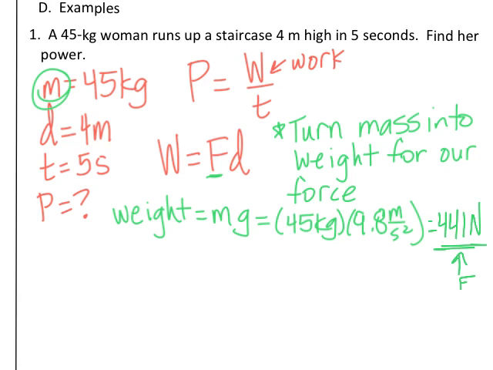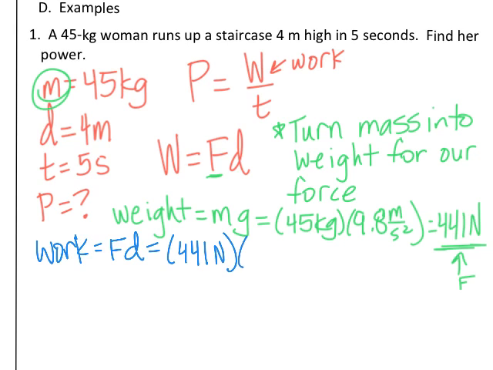Now that we know that, we can either find the work first and then plug it into here, or you could substitute in force times displacement and then divide by the time for the power. I'm going to break it down into steps and say that the work is force times displacement, and in this case our distance and displacement are the same thing because she only moves in one direction. So we're going to multiply the weight of the woman, which is a force of 441 newtons, times the 4 meters that she climbs up the steps. And this would give us a value for the work of 1,764 joules.